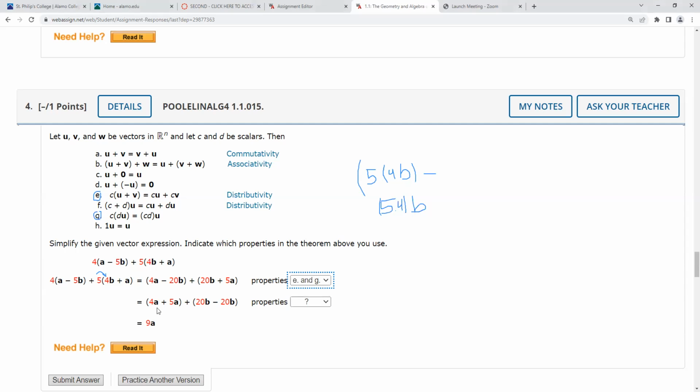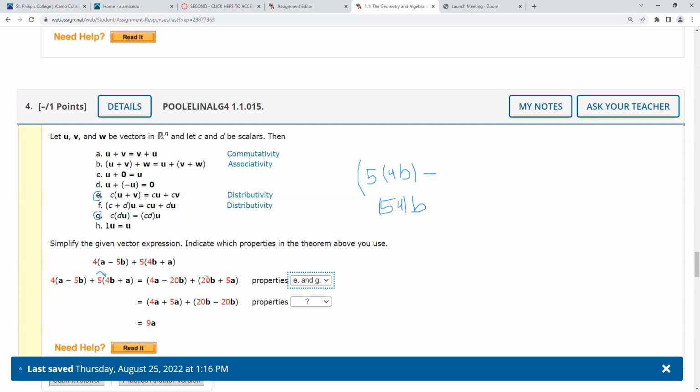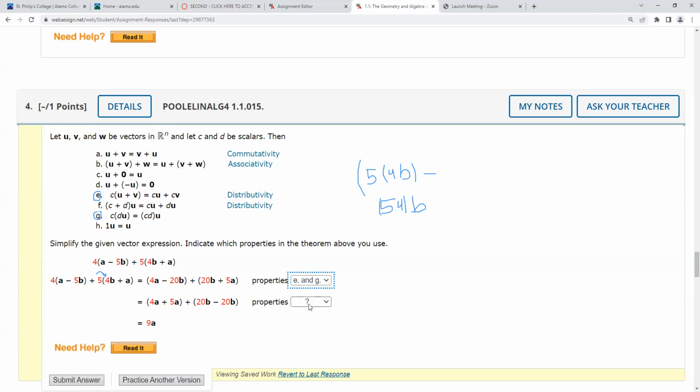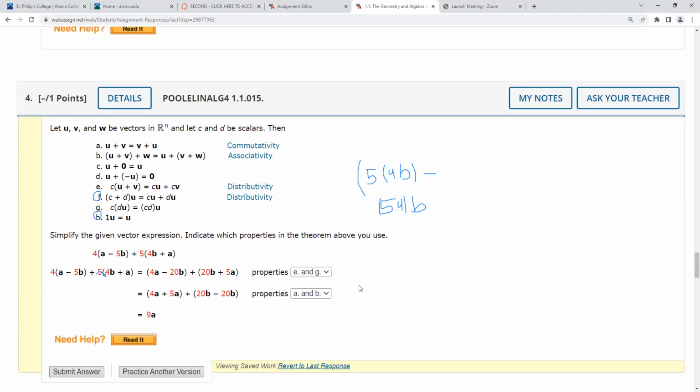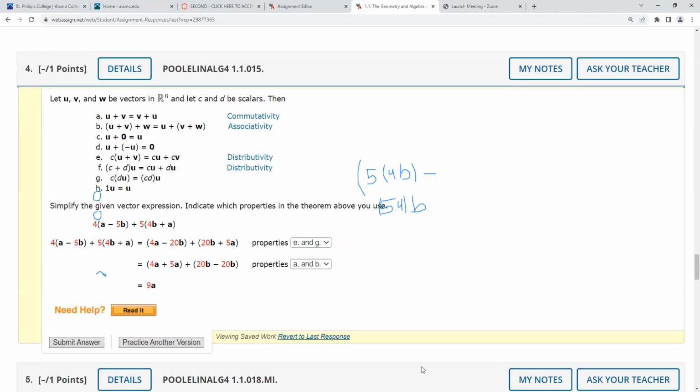There we go. Then you're right. Now you're going to use A, because you're going to use the commutative property on these two vectors. So you see 4a, and you're going to flip these two together, and you're going to use the associative property, which is going to be A and B. Okay. You just have to focus on the properties. That's two.